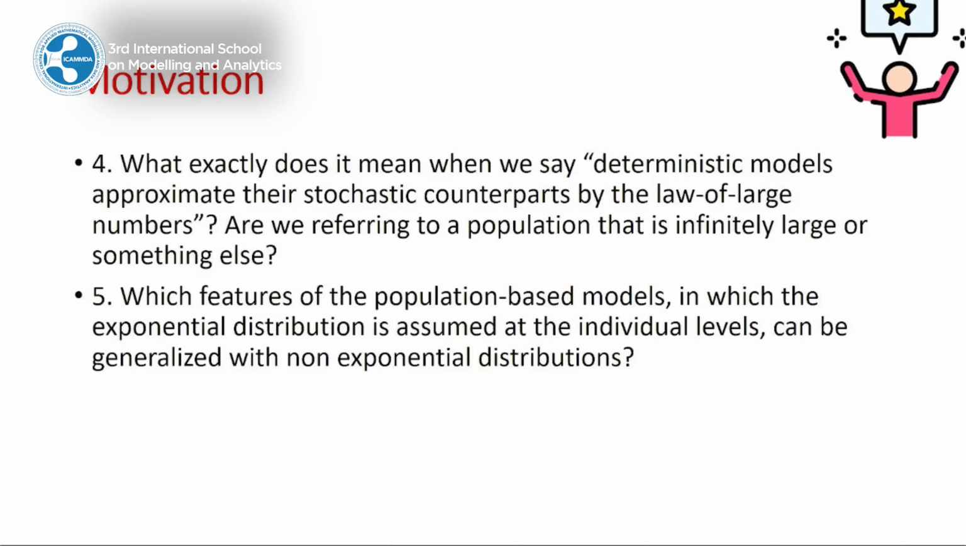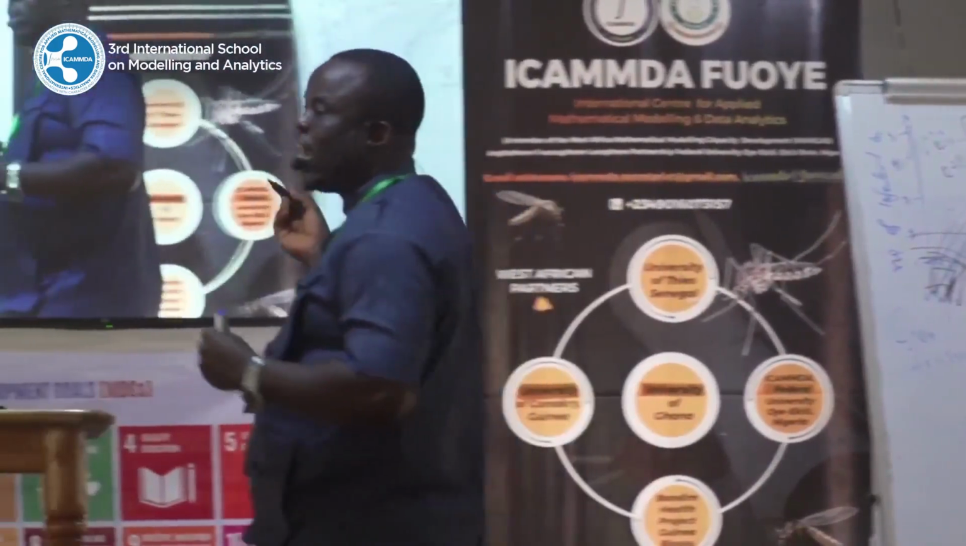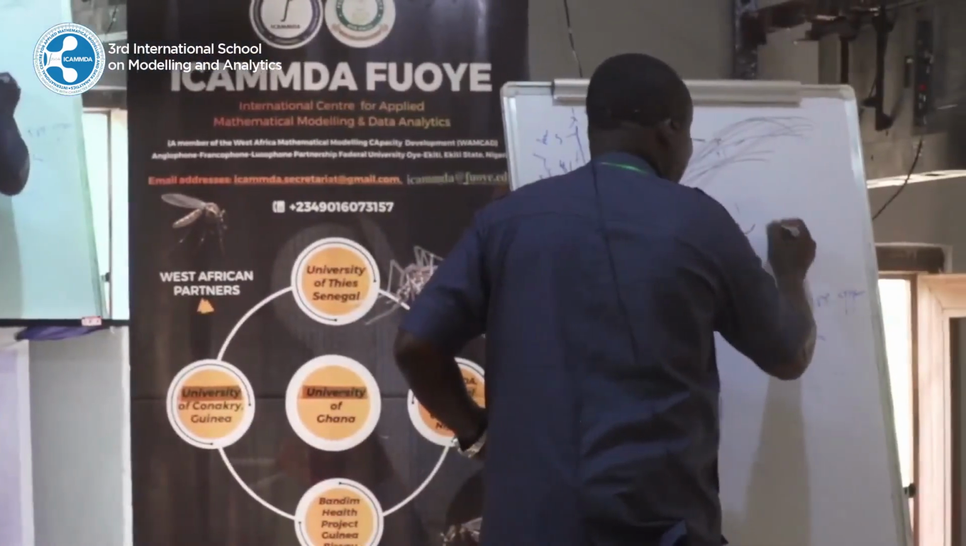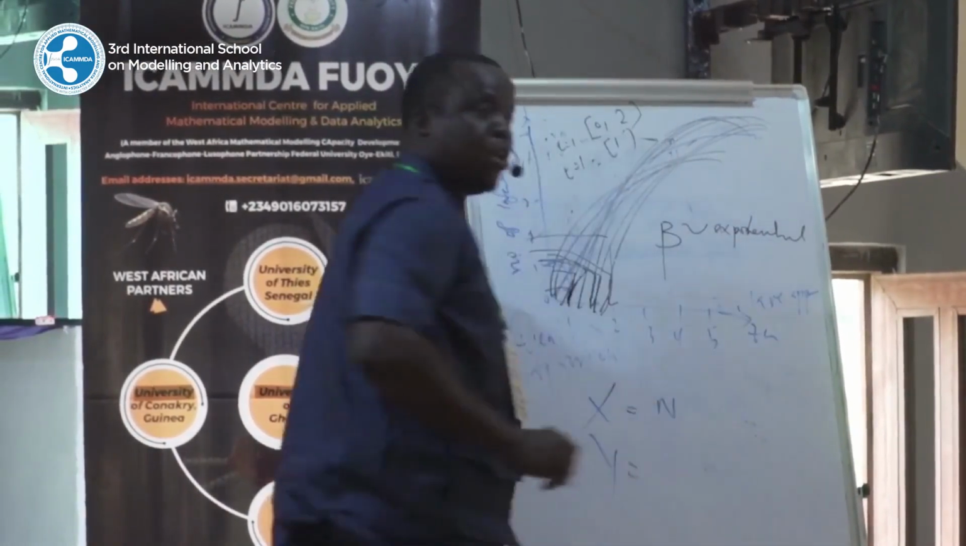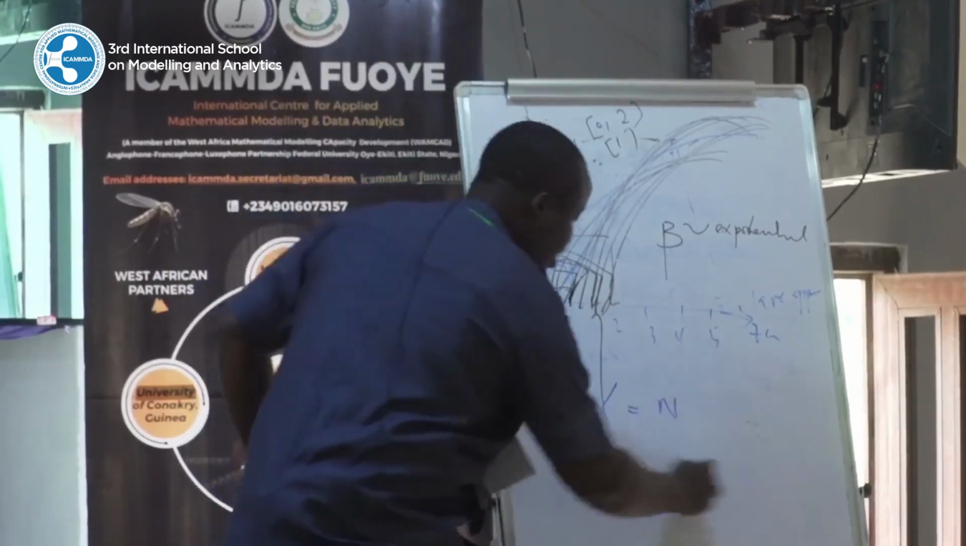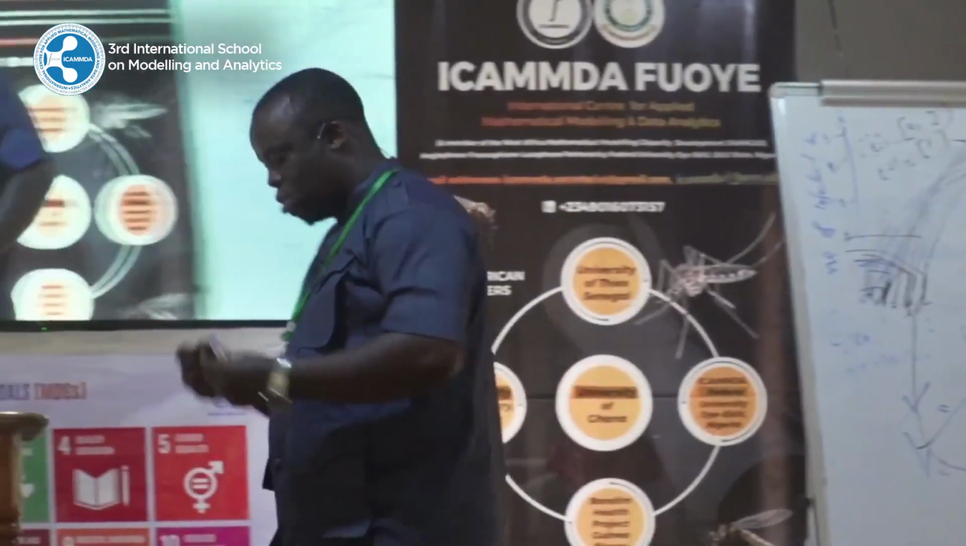Now, which features of the population-based model in which the exponential distribution is assumed at the individual level can be generalized with non-exponential distribution? That's the transmission rate. Most times the transmission rate is beta, right? Most times we define it under the probability of exponential distribution. We are saying that it follows exponential distribution, which in real life it may not. Exponential distribution is saying everything is going straight up, but real life may not be like that because of certain factors.